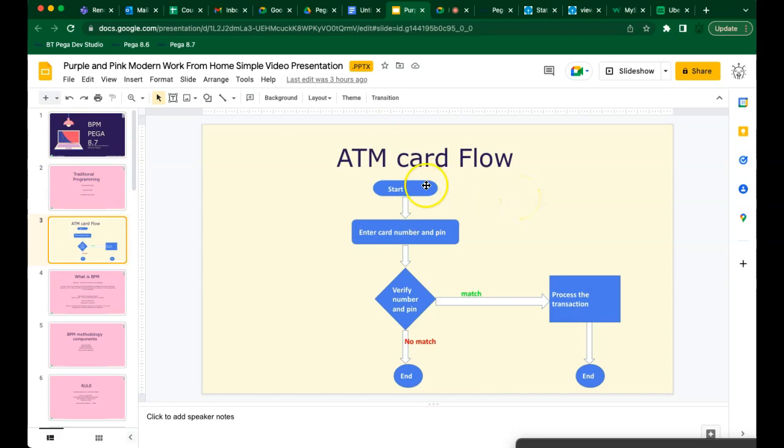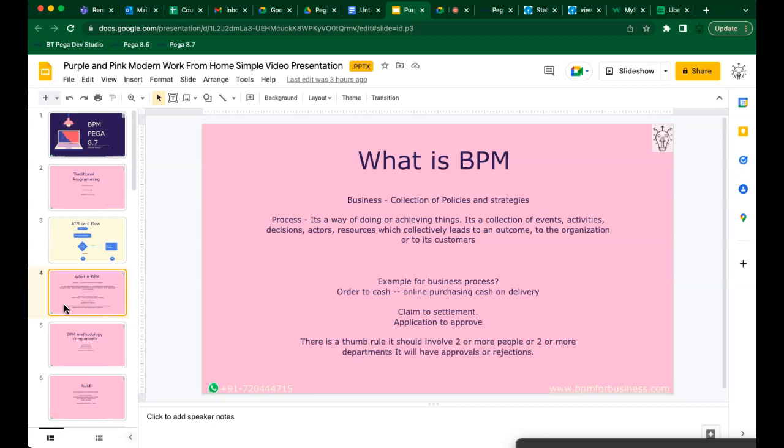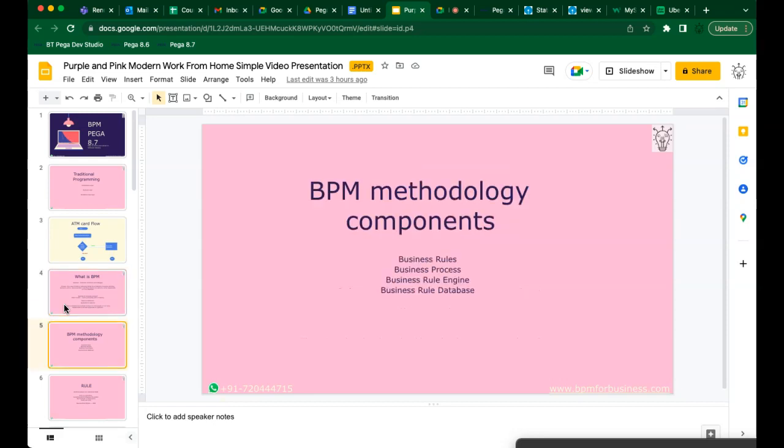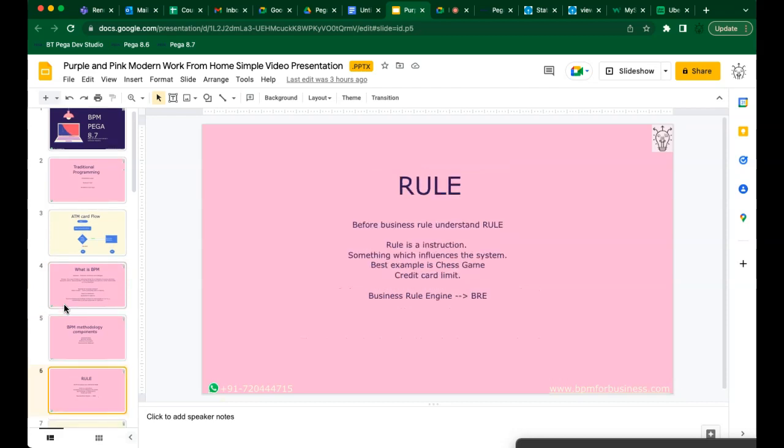For example, if I have to take some money from an ATM, what do I do? I go to the ATM, I click on start, enter the card number and PIN, and it verifies the number and PIN. If it matches, the transaction is processed. For example, if you are asking for $100, it processes, and if it doesn't match, it cancels and ends. Can I call this a flow? Right? So this is how you should start thinking. The reason I'm showing you this is so that you can start thinking about these things. These are at a high level, but we'll see them in much more detail. Okay.